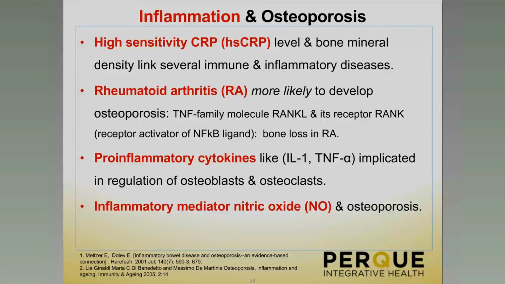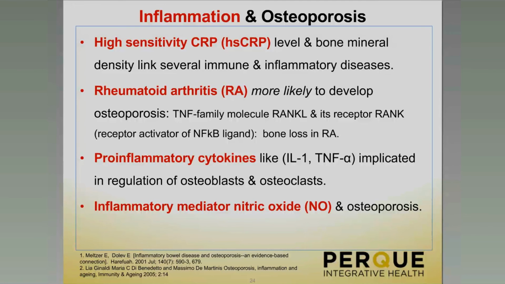People with rheumatoid arthritis or other autoimmune conditions are more likely to develop osteoporosis, and the TNF, or tumor necrosis factor family molecule called RANKL, the TNF family molecule RANKL and its receptor RANK, which is the receptor activator of NF-kappa B for those aficionados on this webinar, leads to bone loss in rheumatoid arthritis. And the way in which inflammation mediates its activity is through pro-inflammatory cytokines, like interleukin-1, IL-1, and TNF-alpha, tumor necrosis factor alpha, implicated in regulation of osteoblasts and osteoclasts.